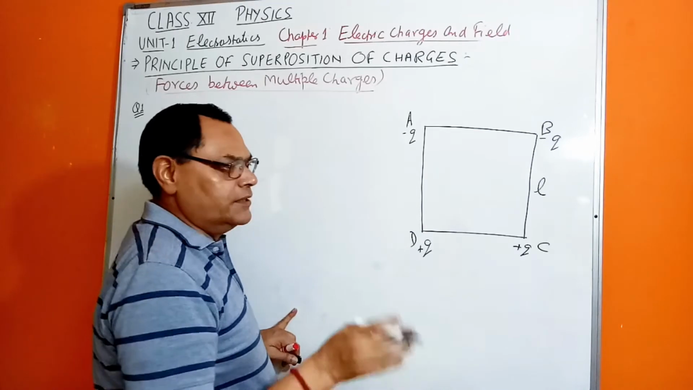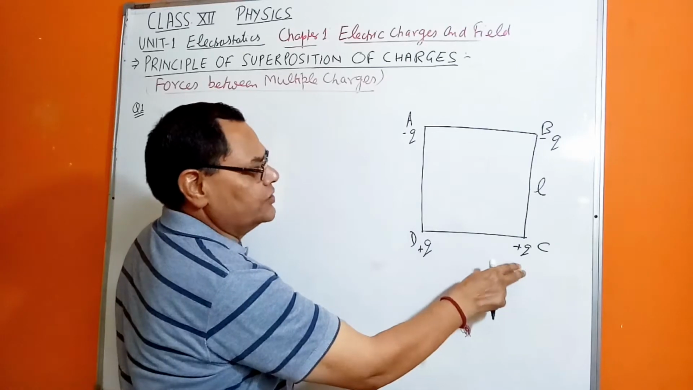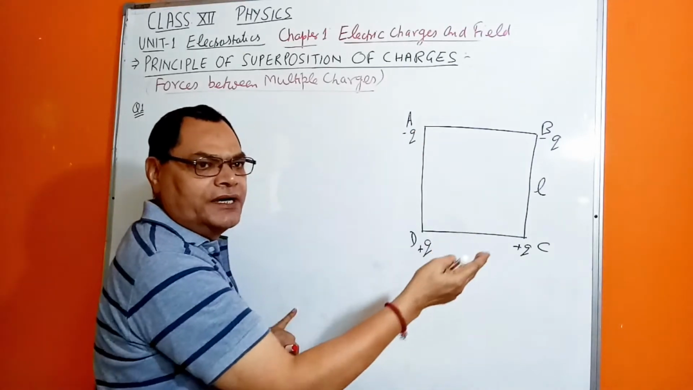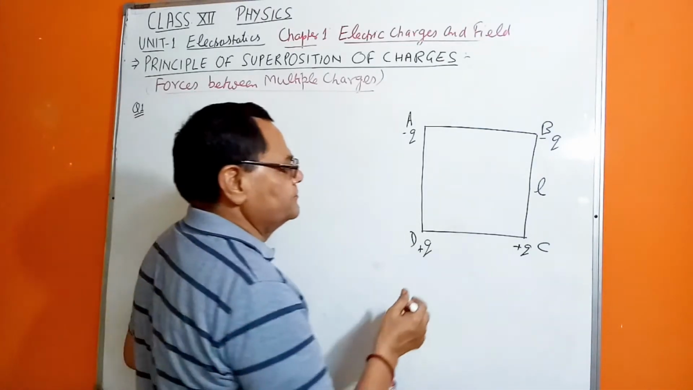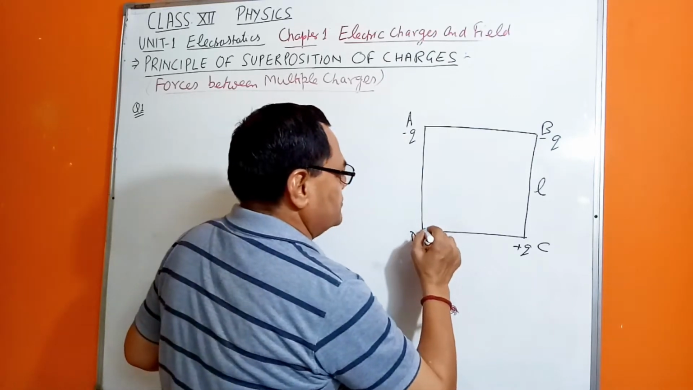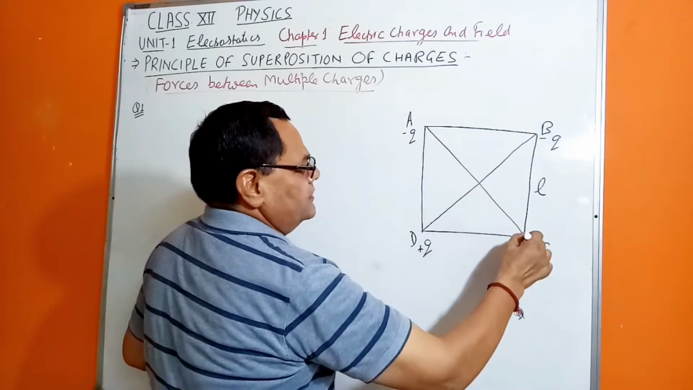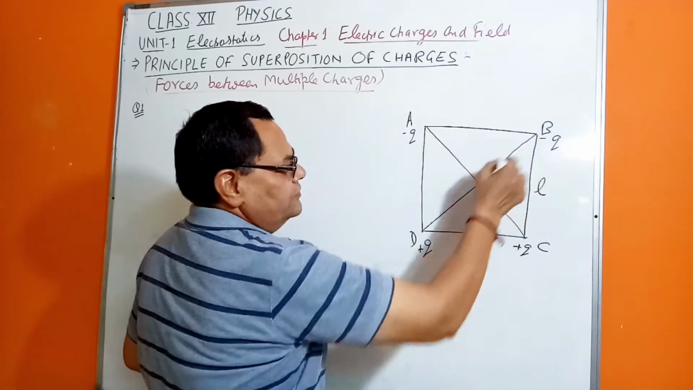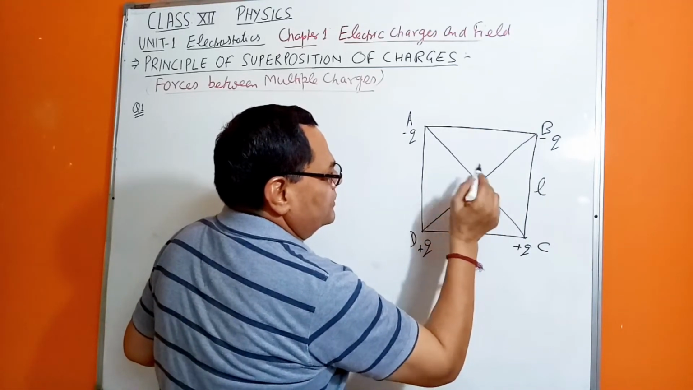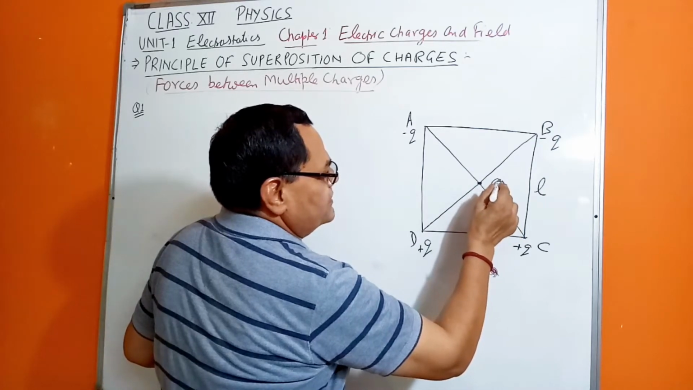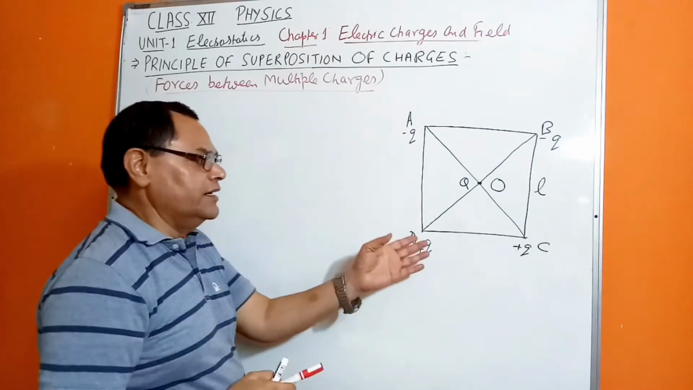If you recall, in the previous class I took the charges at opposite vertices of similar nature, that is positive positive or negative negative, but today I am taking different charges to clear another concept. So now again we are asked to find the net force at this point, where the diagonals are bisecting. We have to find the total force at point O, which has some charge capital Q. So this question is different.